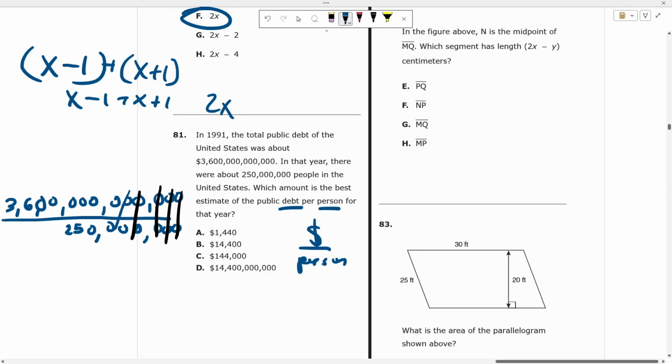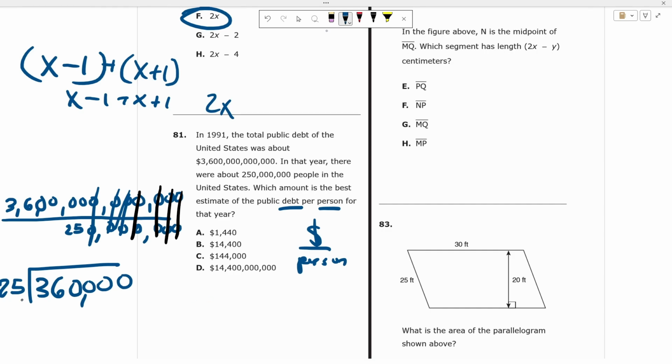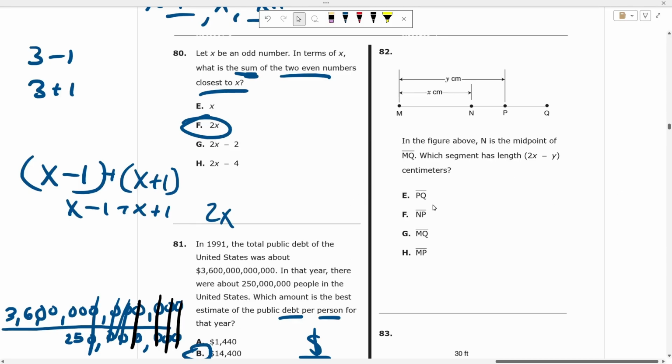I'm getting rid of the zeros that are making this number big and scary. So if I keep on getting rid of these zeros, I'm going to be left with 360,000 divided by 25, which really isn't that bad. This is a doable problem, right? And if you go ahead and divide this, it is going to equal $14,400. So never write out all of the zeros. Try to cancel out the zeros first, and then go about solving the problem.